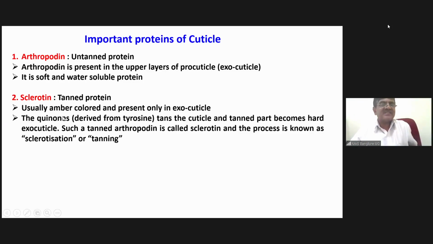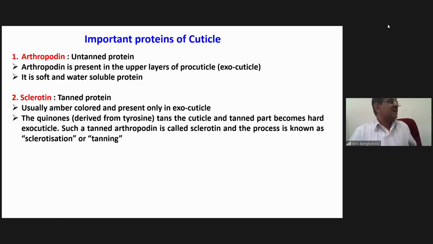Here what happens is the quinones tan the cuticle and this tanned part becomes hard. Such a tanned arthropodin is called sclerotin. What is sclerotin? Sclerotin is nothing but tanned arthropodin. And this process is known as sclerotization or tanning. Sclerotization is hardening of the cuticle. Tanning means the darkening of the cuticle.